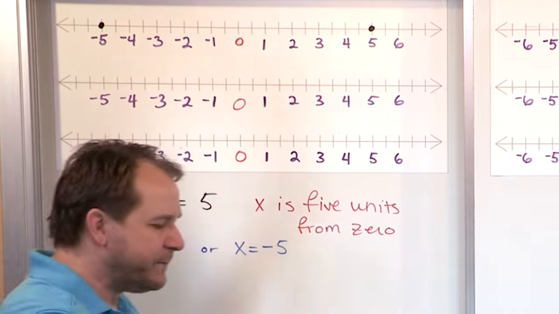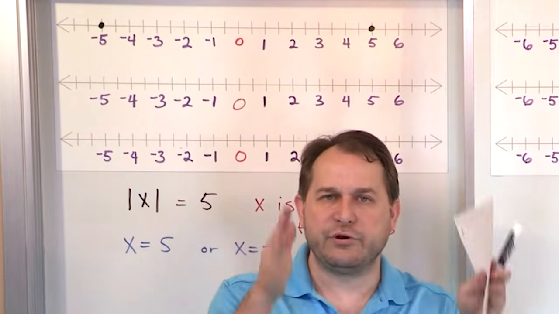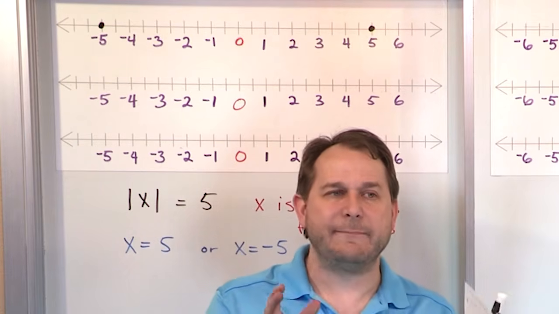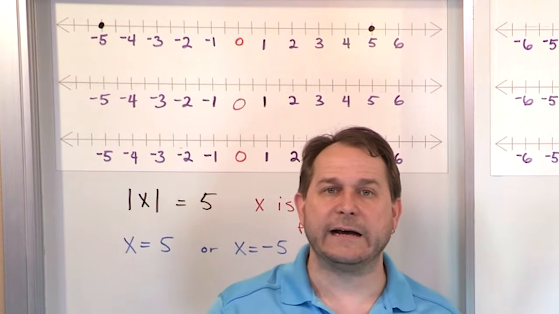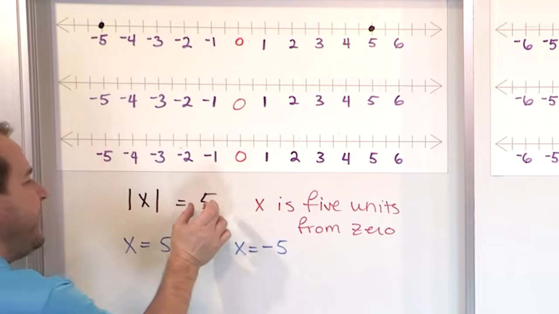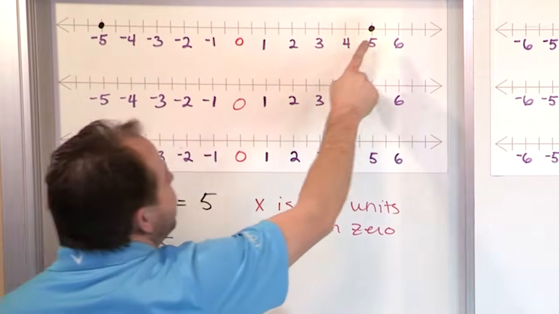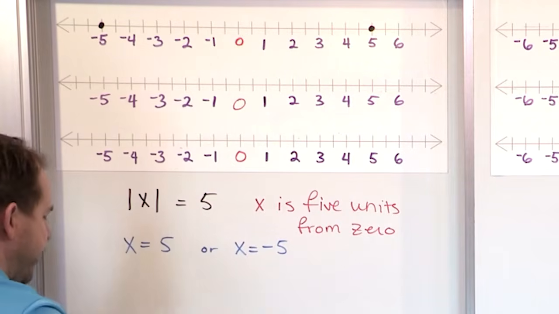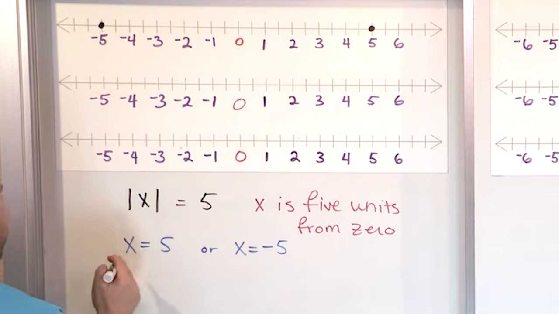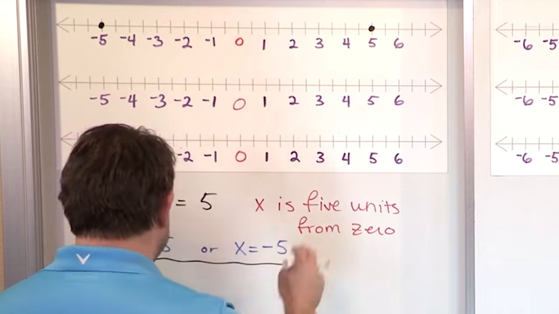But more fundamentally, I want you to remember that when you see an absolute value, it means that whatever's on the inside is 5 units away from 0. 5 units away from 0 is what this one is. 5 units away from 0 is what this one is. The reason I want that to be in the back of your head is because it will help you when we discuss the next part.